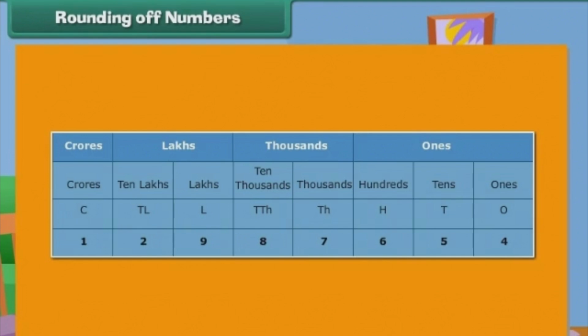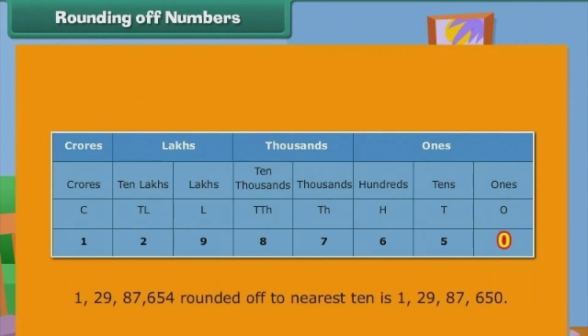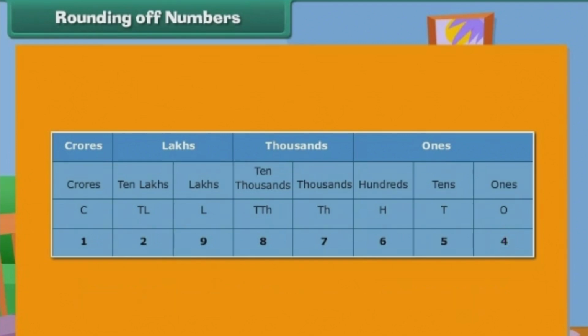Let us begin by rounding off 129,87,654 to the nearest 10. We first consider the digit at the ones place. It is 4. 4 is smaller than 5. We replace it with 0. 129,87,654 rounded off to the nearest 10 is 129,87,650.